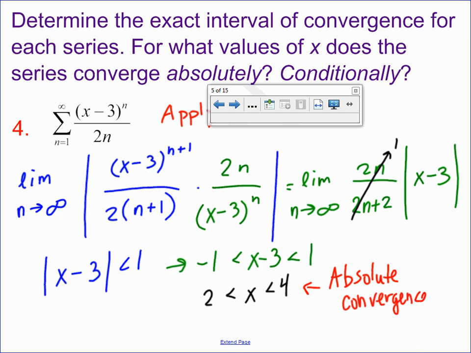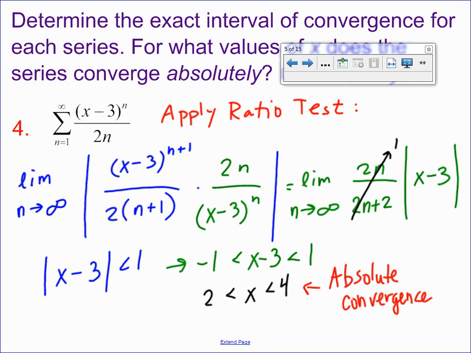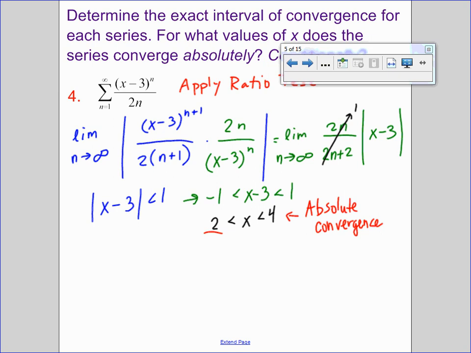However, we could still have conditional convergence at the endpoint. So what will we do? To check the endpoints, we'll grab onto 2 and put it into my original series definition and see what series results. Then we'll consider our convergence or divergence of that particular series. So let's first check 2. We'll go ahead and let x equal 2.